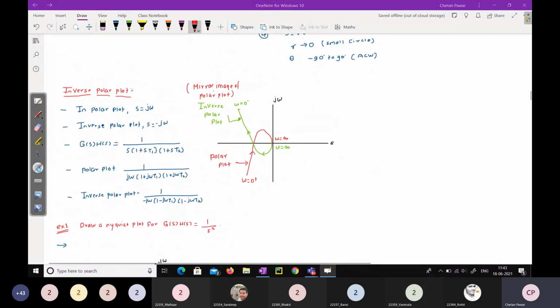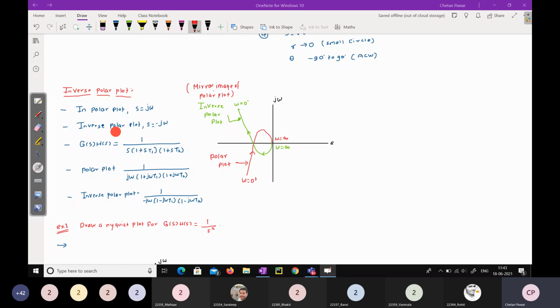So in a polar plot, what we do, we just replace S by j omega. And in inverse polar plot, what we do, we replace S is equal to minus j omega, right? So let us consider this open loop transfer function. So there are three poles, one at origin, two finite poles. So I will replace S by j omega. So this will give me the polar plot, okay?